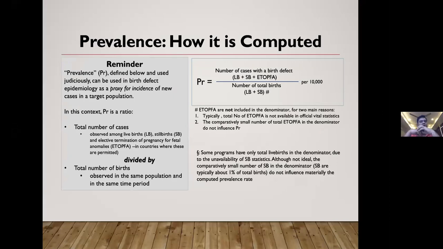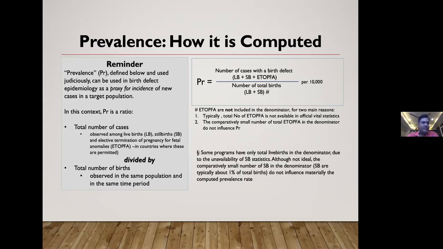One thing is very important when we are looking at the prevalence of these disorders which are diagnosed antenatally or soon after birth. Prevalence, as defined below and used judiciously, can be used as a proxy for incidence of new cases in a target population, especially when we are dealing with these rare diseases.